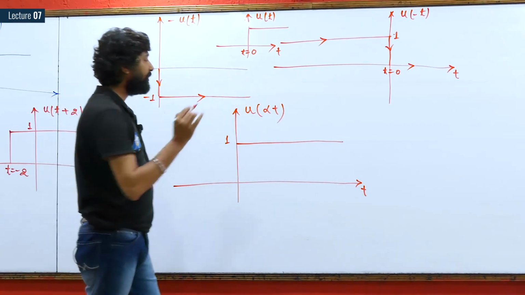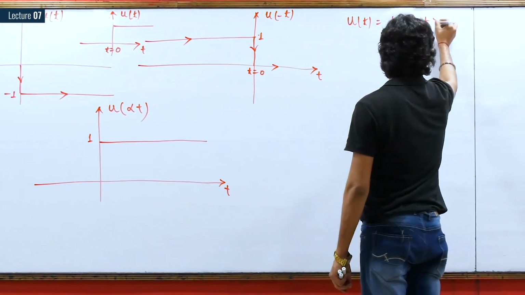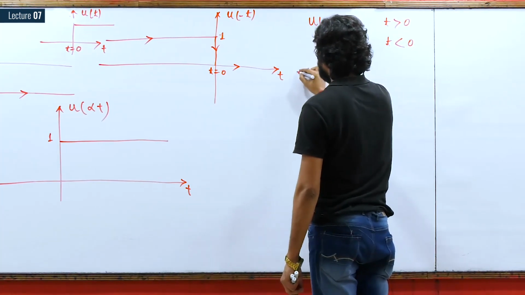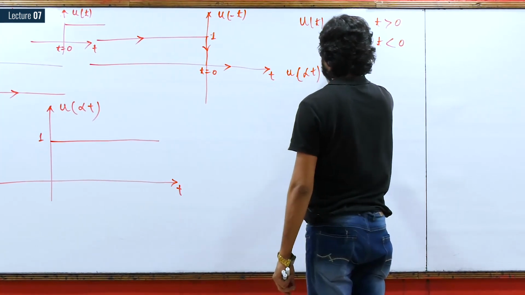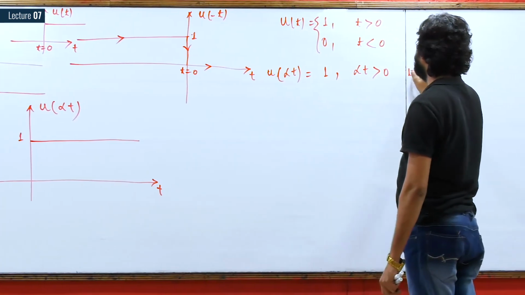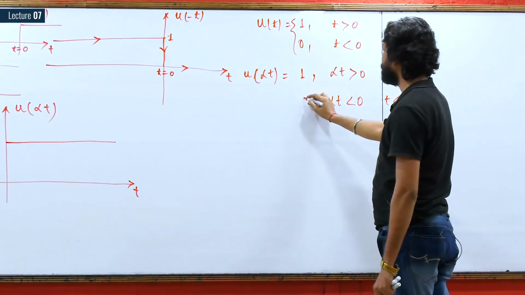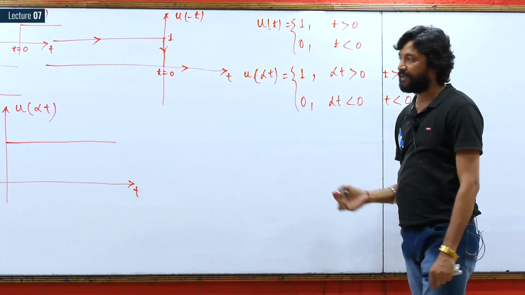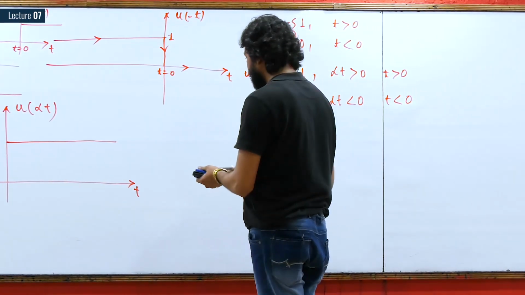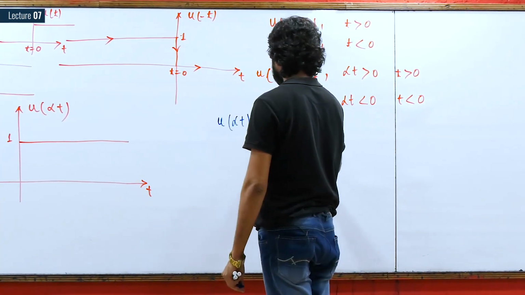So from these two plots, or by using the definition, u of t is equal to 1 for t greater than 0 and 0 for t less than 0. Just by replacing this t by alpha t, what will be the value of u of alpha t? You just have to replace t by alpha t. If alpha t is greater than 0, it means again t is greater than 0, and if alpha t is less than 0, it means t is less than 0. So it satisfies the definition of the step function. You can see that u of t and u of alpha t will be the same. So we can write u of alpha t equals u of t.